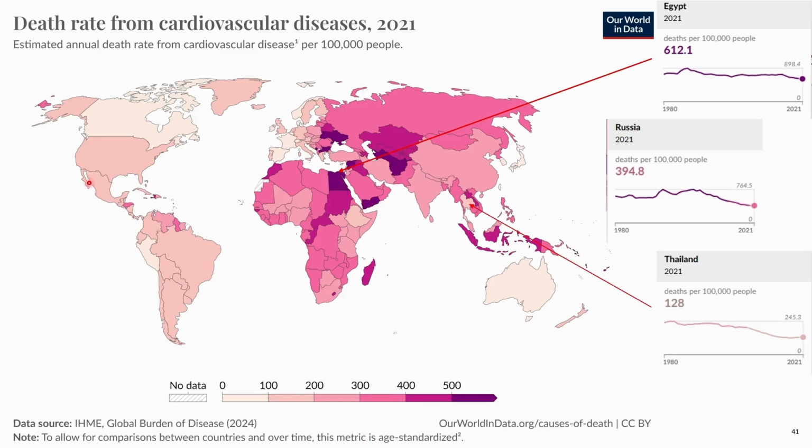If you look at this map, you can see the death rate from cardiovascular diseases in 2021. You can see in some countries it's very high, like Egypt and Russia. In Egypt it's 612 people among 100,000 people who die because of CVDs. If you look at Thailand, it's in a slightly better condition. Only 128 among 100,000 people die. It's slightly better than the rest of the world.